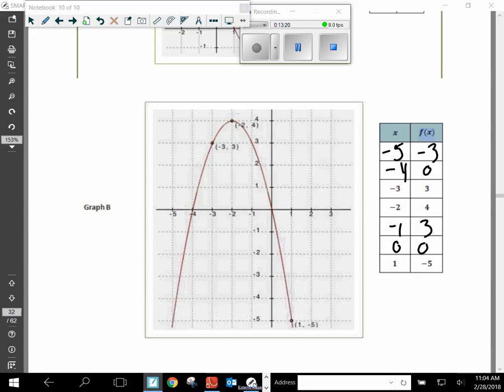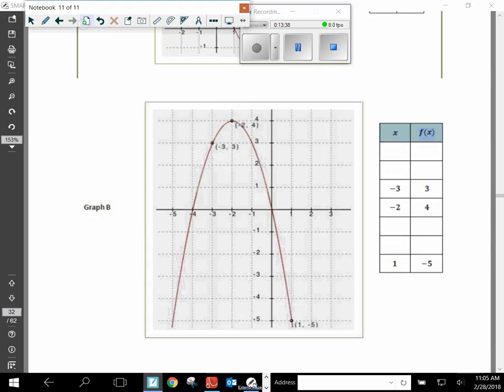Notice once again the symmetry. Here is your vertex. Everything's symmetrical about it. Here is your axis of symmetry, x equals -2. X-intercepts are -4 and 0. So there they are, right there and there.